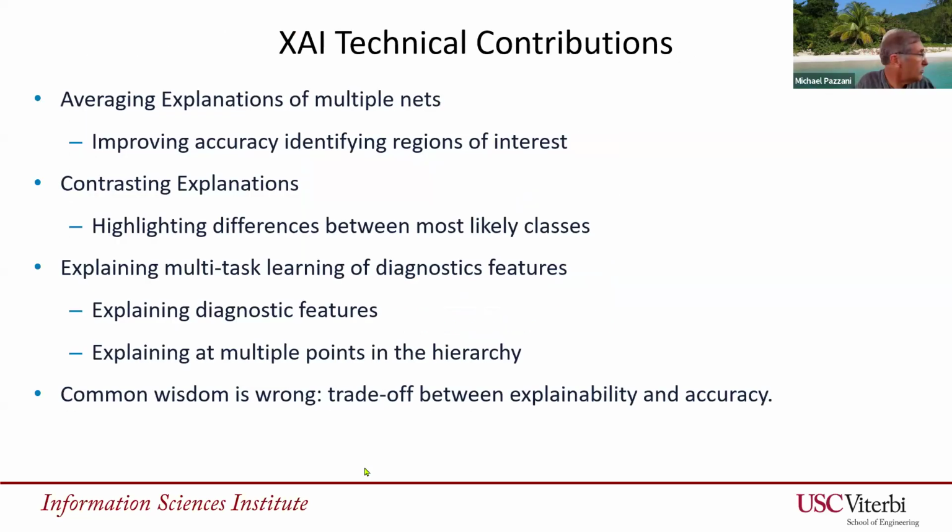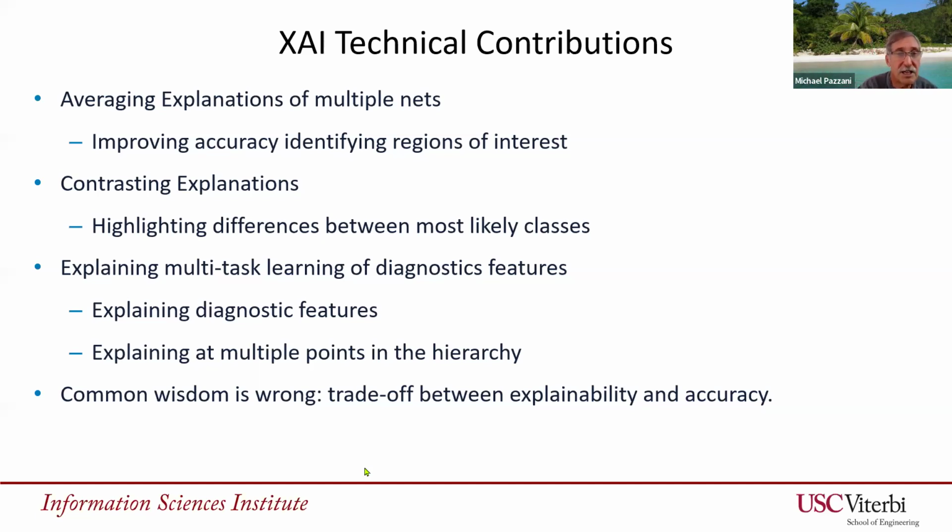So now what I've been doing so far is pointing out what's wrong with standard explainable AI. Now I'm going to go quickly over some of our contributions. One set of contributions is trying to more accurately identify regions of interest, which will become important. Another is to look at contrasting explanations, highlighting the difference between the two most likely classes, as opposed to just indicating why you believe it belongs to this class. So, why is this a Barrow's goldeneye and not a common goldeneye? And then we'll talk a little bit more about this multitask learning to do these diagnostic features.